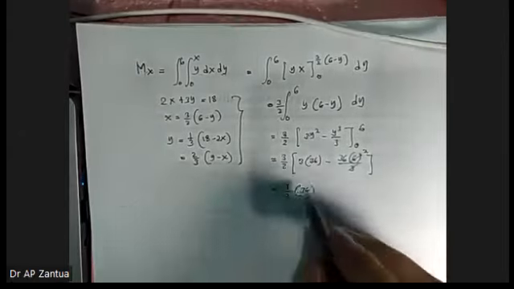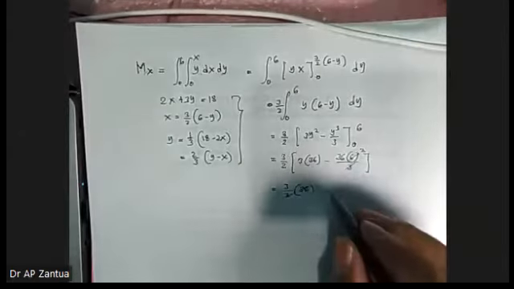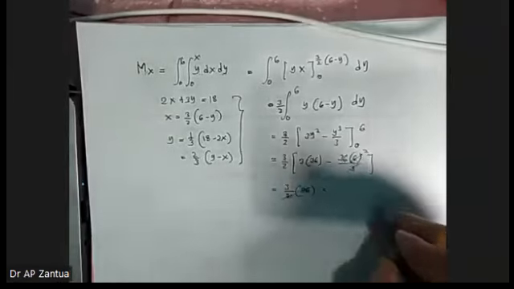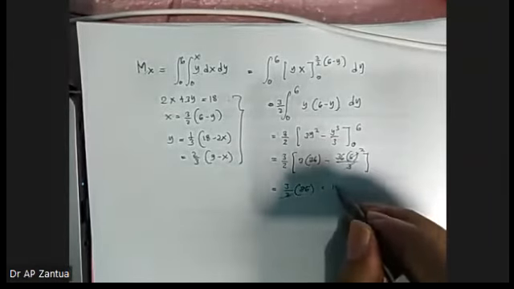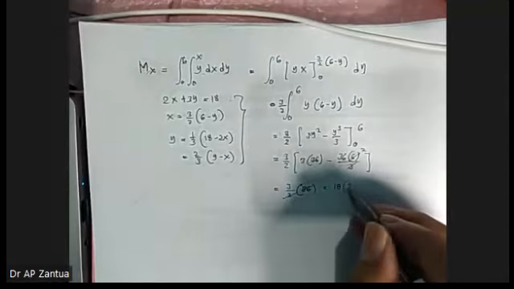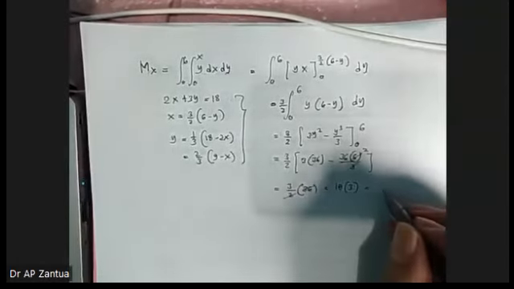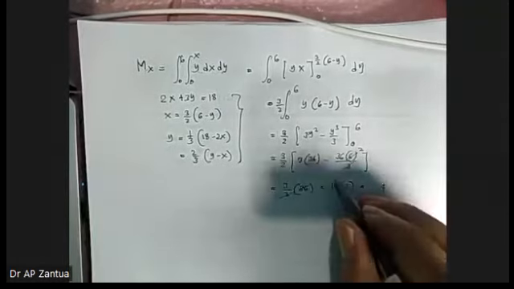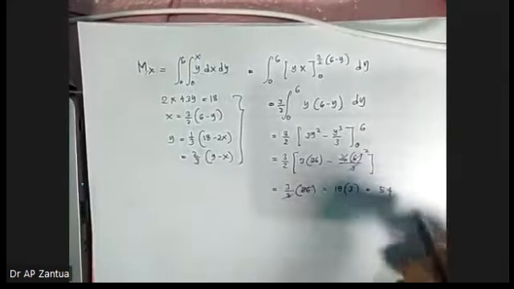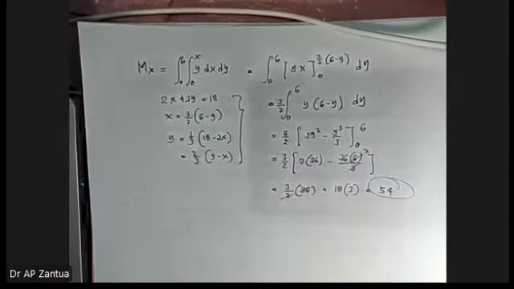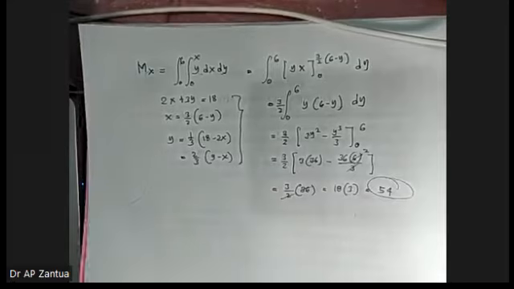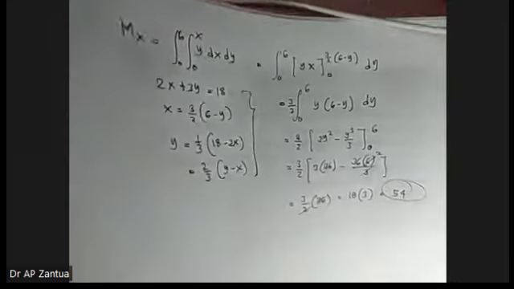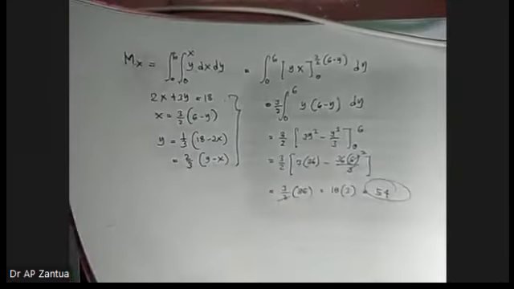36 divided by 2 is 18. So 18 times 3 is 54.